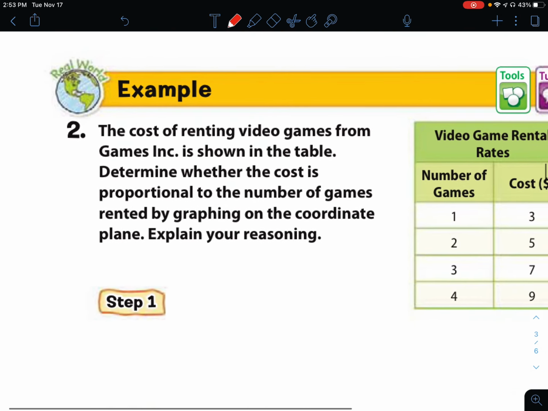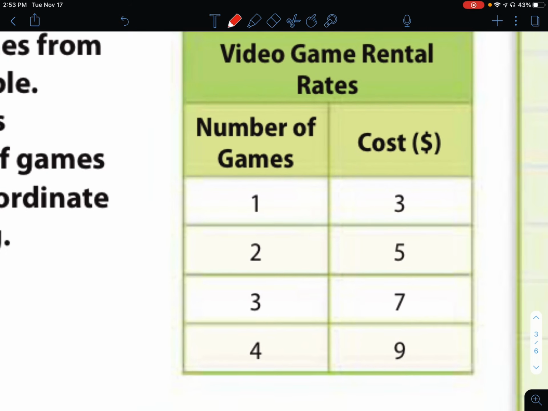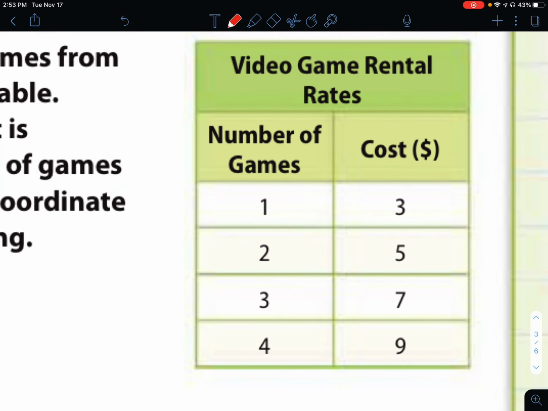Let's take a look at example number two. Now, in example number two, it's asking for the cost of renting video games from Games Inc., as shown in the table. So let's take a look at our table. Cost of renting video games. If you rent one game, the cost is $3. If you rent two games, the cost is $5. If you rent three games, the cost is $7. And if you rent four games, the cost is $9.